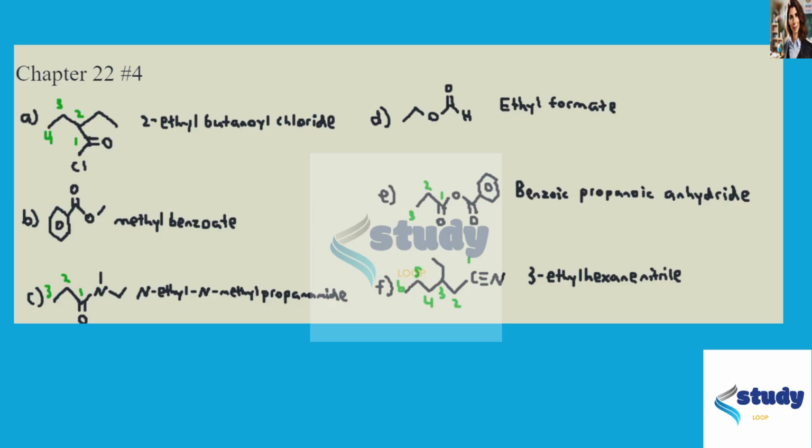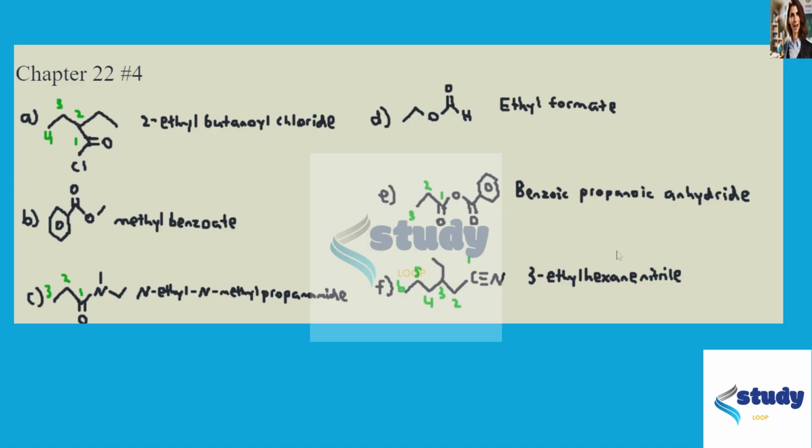For E, we have an anhydride, which remember is a condensation of 2 carbonyls, essentially. And so we'll just name them with oic for the carbons attached to either carbonyl. And again, we'll list them in alphabetical order. So we have a benzene on the one side and a propane group on the other. And so this becomes benzoic propanoic anhydride.